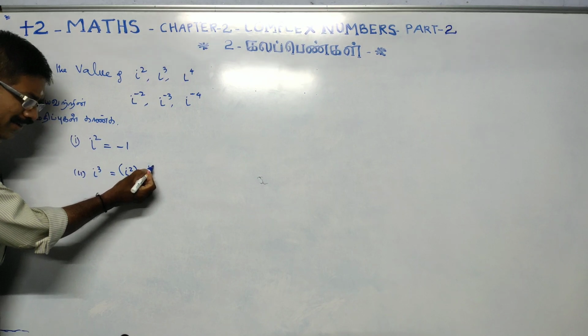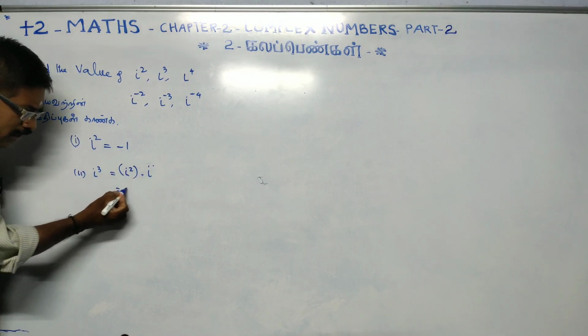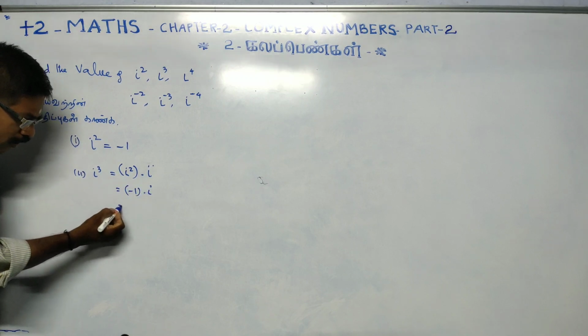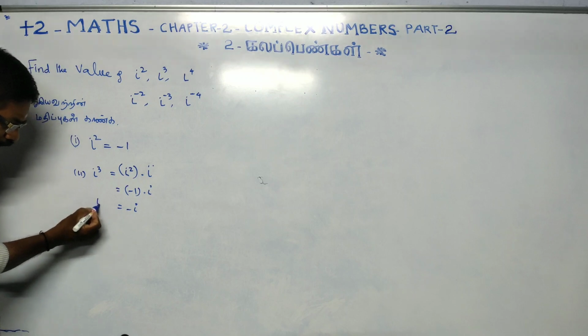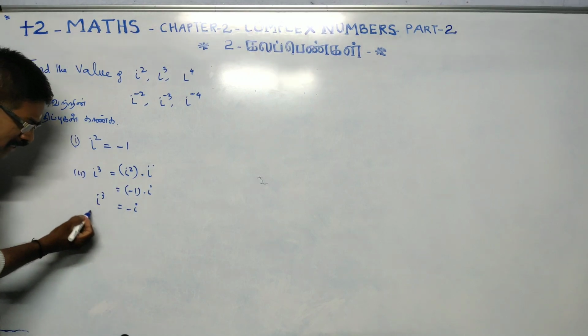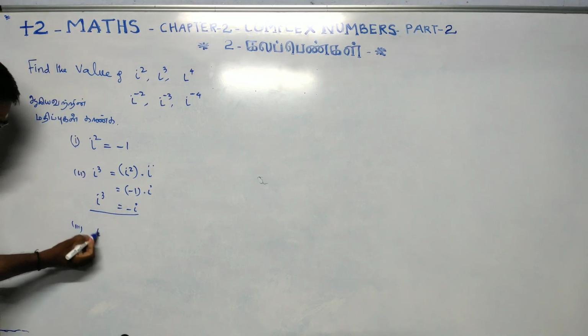2 plus 1 is 3, so i power 3. The value of i square is minus 1, so minus 1 into i gives minus i. So the value of i cube is minus i. Clear? Third case, i power 4.